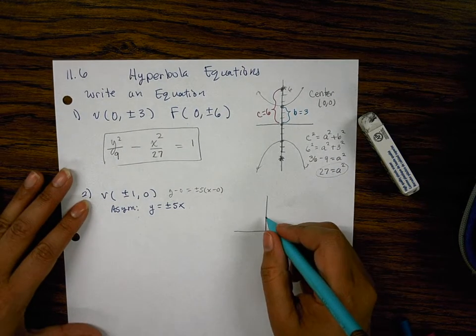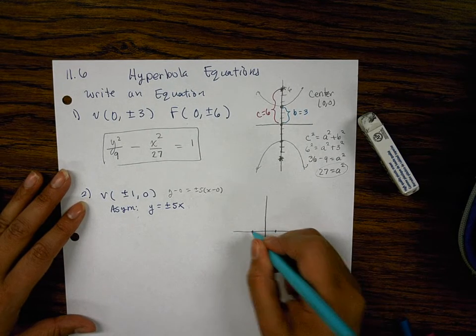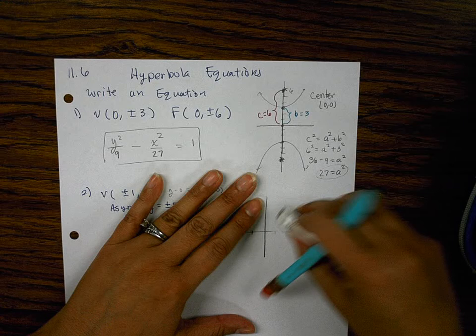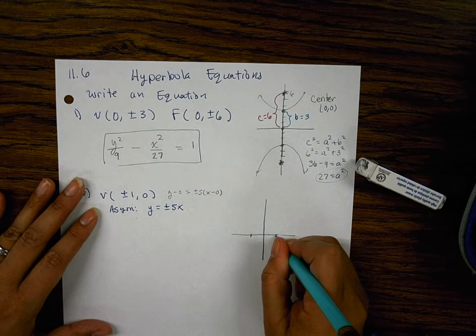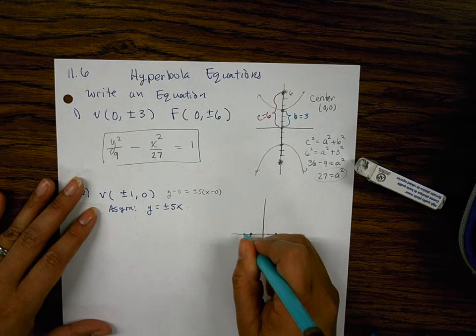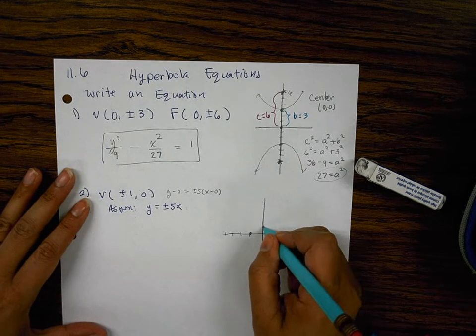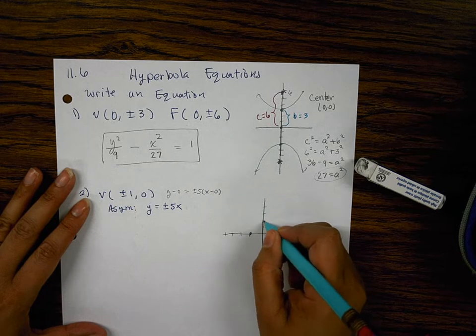Okay, so vertices are positive 1, negative 1, and what else am I going to do? Let me put some lines going up this way.